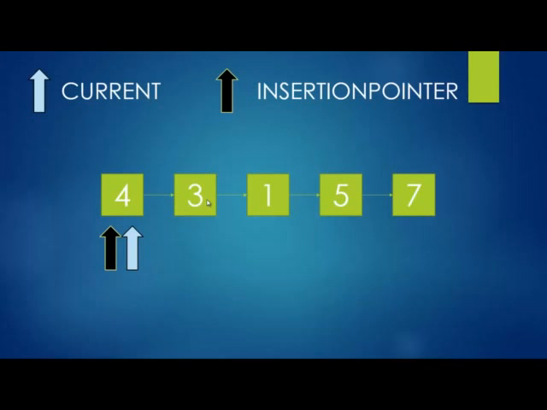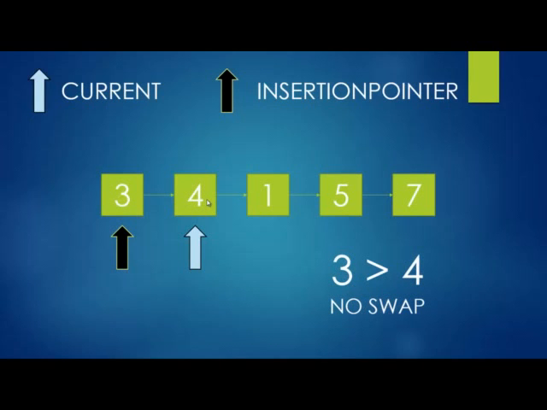Next, I initially increment current by 1, which means I make current point to 3, and the insertion pointer is pointing to the head. Now immediately after this happens, I start my conditional checking. I check, is 4 greater than 3? Well, it is. And if it is, I need to swap it. Now I check again, is 3 greater than 4? Well, it is not, so I have to move further.